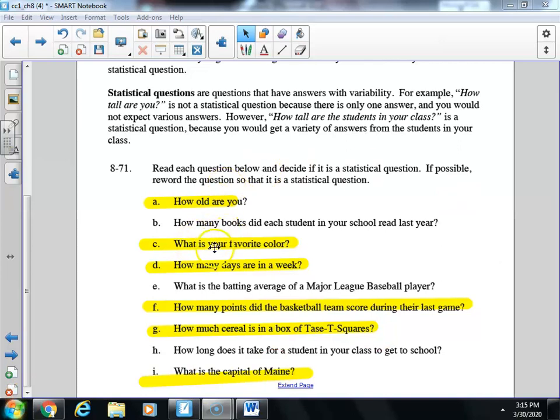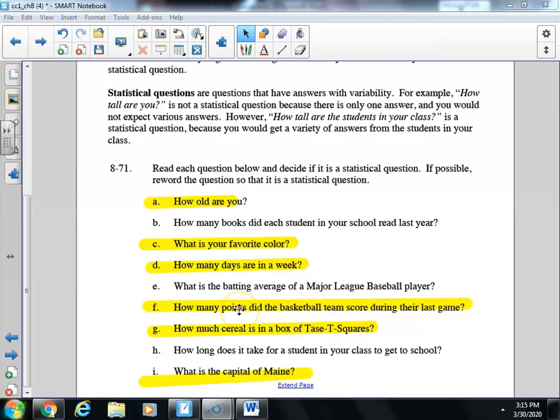So question C, what is your favorite color? We can rewrite that as what are the favorite colors of the students in our class? Or again, what are the favorite colors of students in our school or in your family? Letter D, how many days in a week? That's not a question that we can really reword to get different answers because it has a definitive answer. There's 7 days in a week, so we can't even rewrite that to become a statistical question.